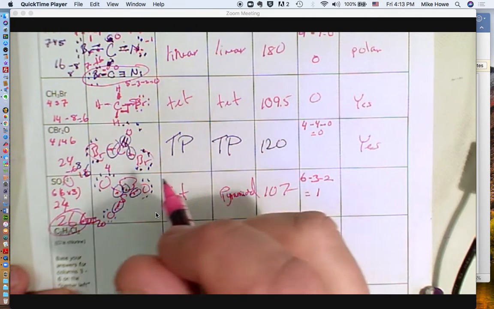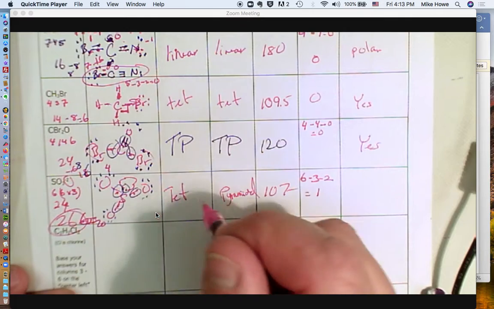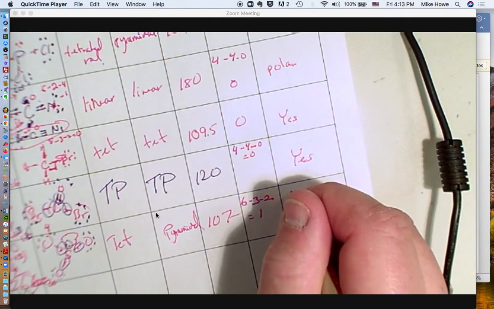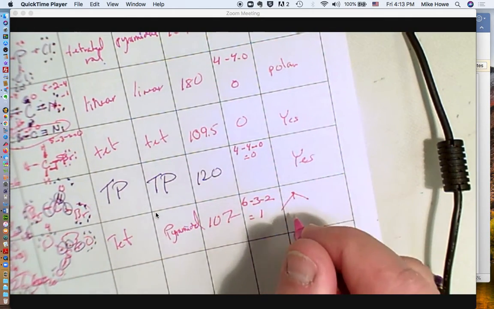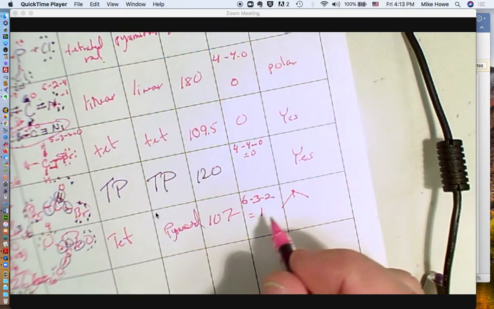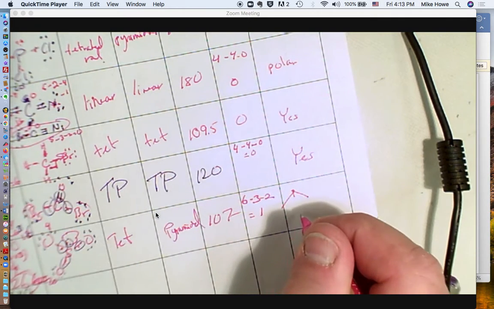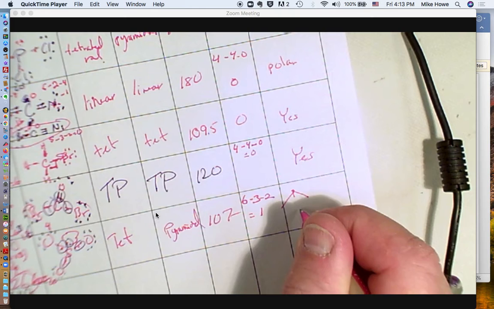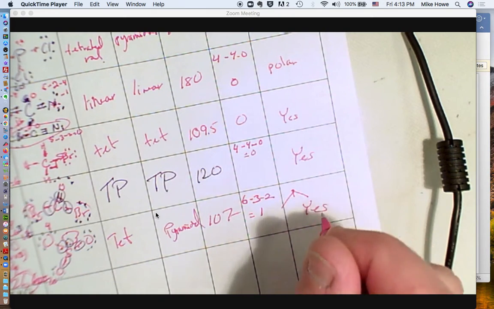Okay, is it polar? Well, yes, because it's a pyramid. If it's a pyramid, it has this kind of shape again. And so the electrons are going to shift toward the more electronegative element, which is oxygen. So it's going to be negative on the bottom, positive on the top, and it is going to be polar.